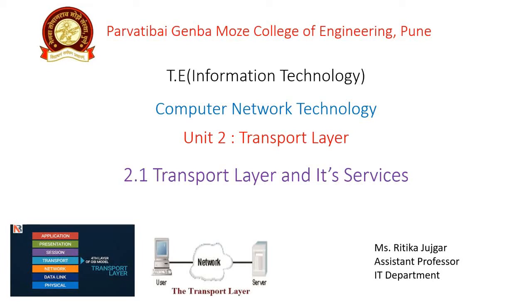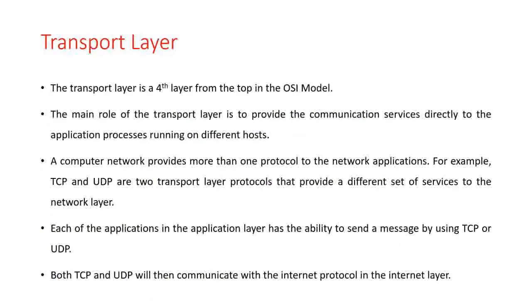In this PPT, we discuss the transport layer and its services. What are the services used in the transport layer? The transport layer is the fourth layer from the top in the OSI model. The main role of the transport layer is to provide communication services directly to the application processes running on different hosts. This transport layer provides more than one protocol to the network application.